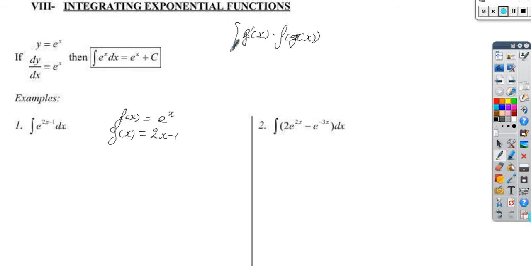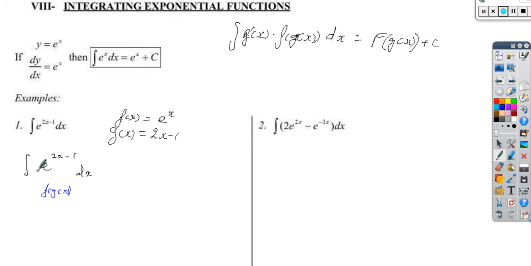Okay, so we need to get into this format here, right? Because the answer to this is the integral of f of x with g of x inside plus a constant. Alright, so let's go for it then. We integrate this e to the power of 2x minus 1 dx. We know that this is f of g of x. So now we need g prime of x here in front.